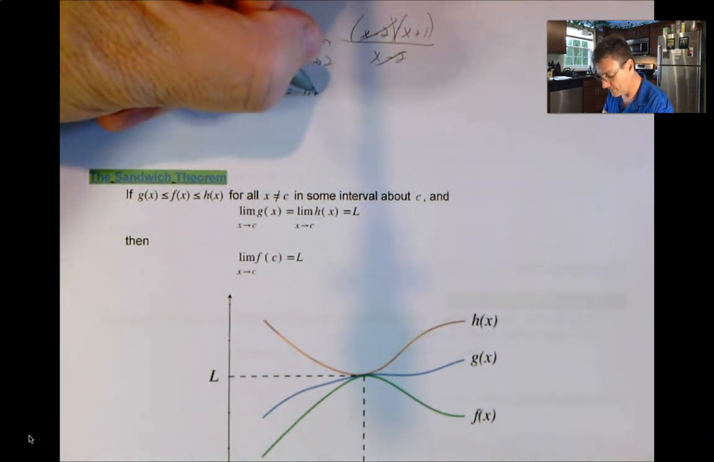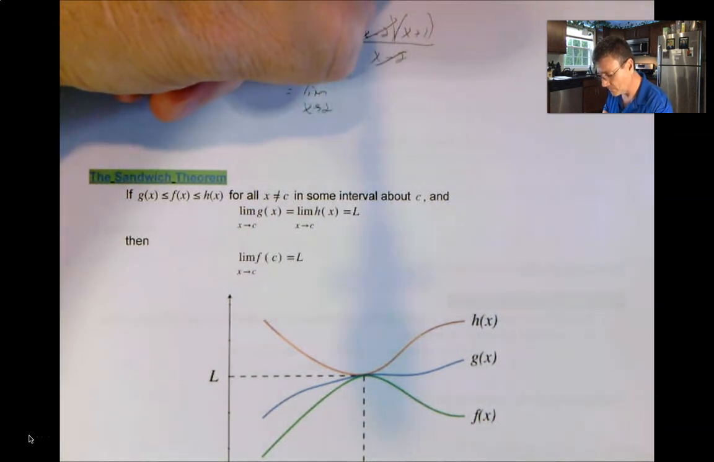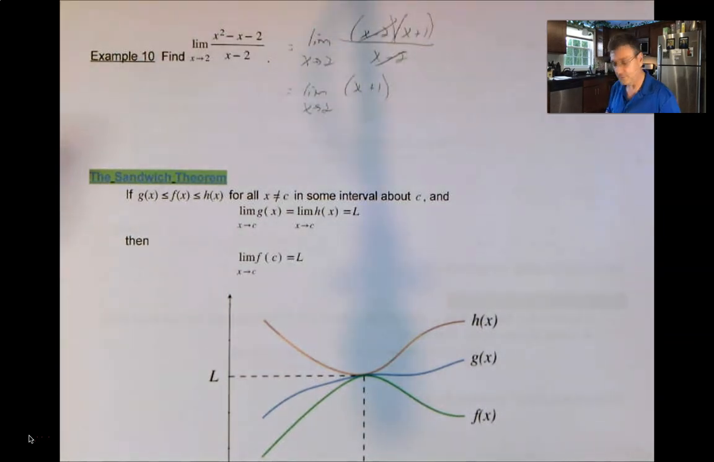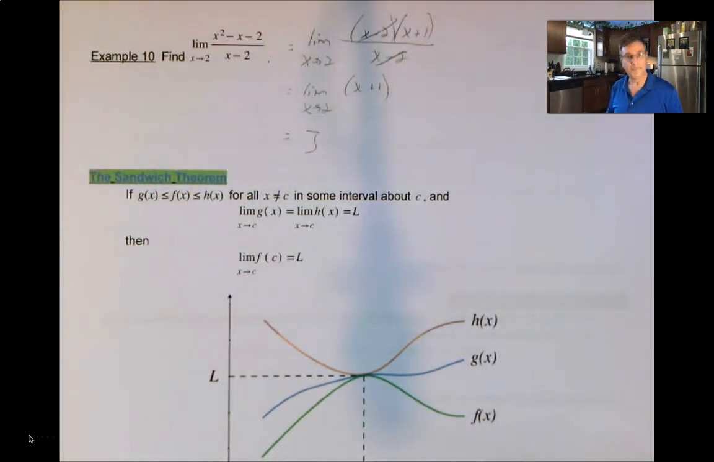Limit as x approaches 2 of x plus 1. And now I can do direct substitution. 2 plus 1 is 3.